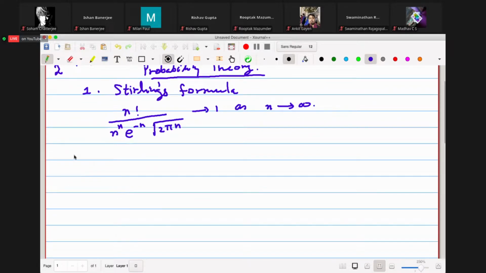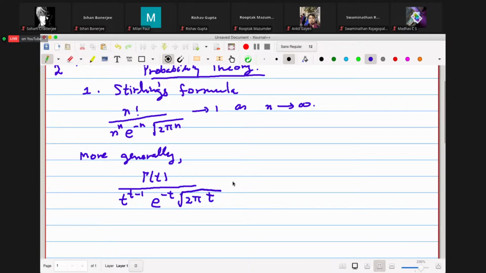And more generally, if you write gamma of t divided by t power t minus 1, e power minus t, and square root of 2 pi t, this goes to 1 as t goes to plus infinity. And you can recover this by putting t equals n.